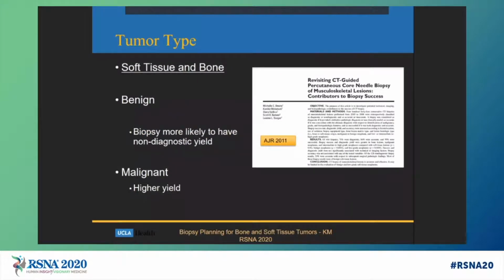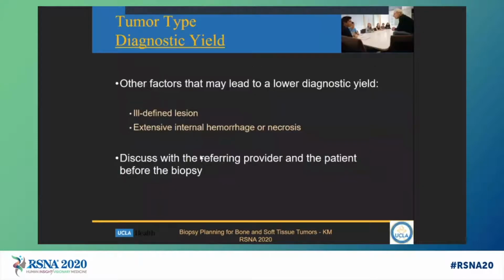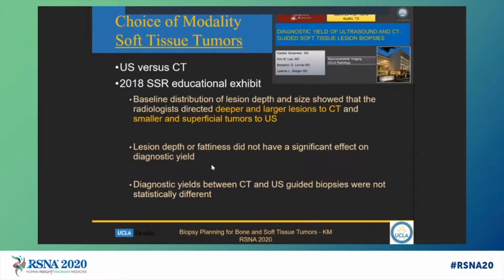About the tumor types, we're dealing with soft tissue and bone tumors. In 2011, in this article, we showed that from our 444 biopsies, the ones that were benign were likely to not have diagnostic yield, whereas malignant lesions are more likely to have a diagnostic yield. Other factors that may lead to a lower diagnostic yield are ill-defined lesions or extensive internal hemorrhage and necrosis. These need to be discussed with the referring provider and the patient before the biopsy to set expectations.